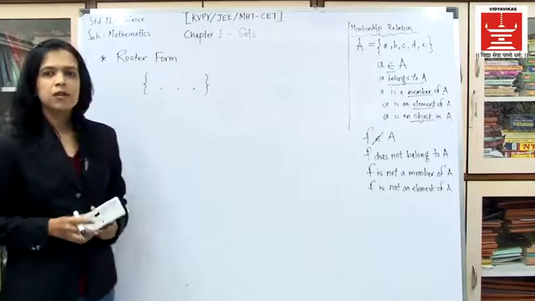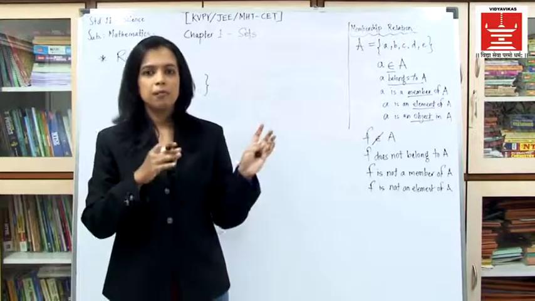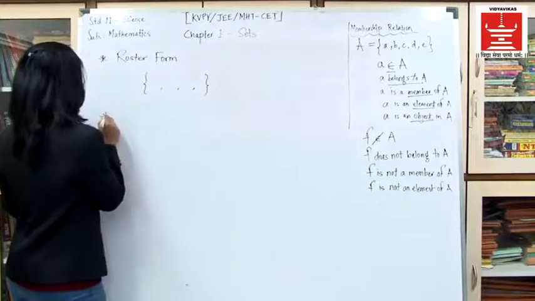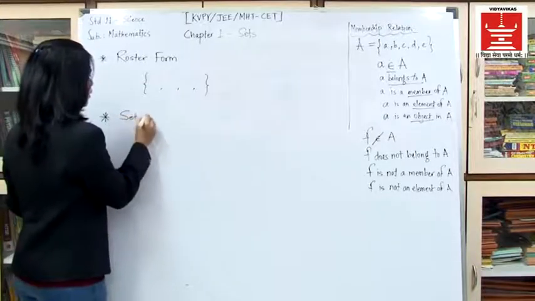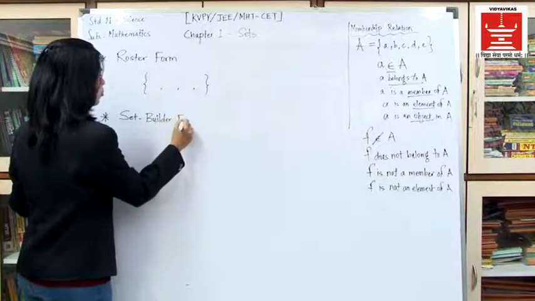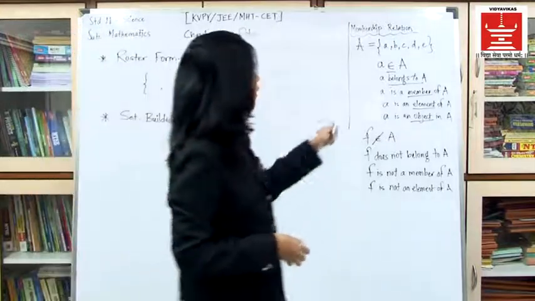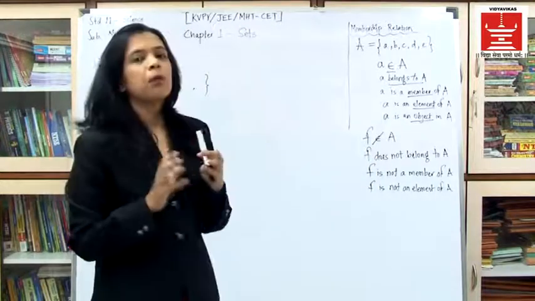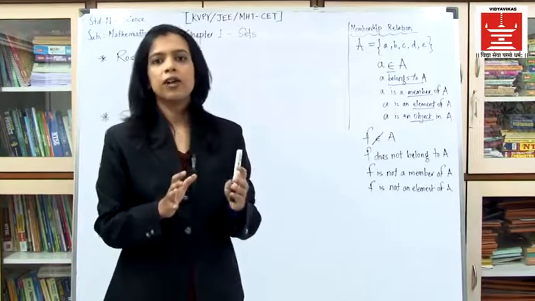So roster form is nothing but listing out of elements inside the curly bracket, and members are separated by using commas. There is another way to represent a set known as set builder form. So here in the set builder form, instead of writing each member separately, some common property that is held by all these members is in fact written.